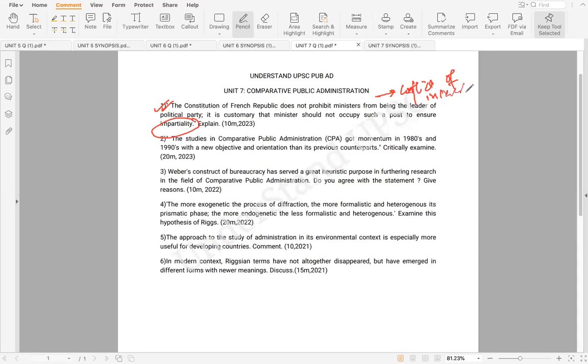It's a 10 marker. So write down 5, 6 points on why or how this is useful and whether or not it should be followed in India. So in the context of India, you just say that this is not constitutionally forbidden in India as well. However, it is only to the benefit that if we also make it a customary practice in India, we will ensure impartiality. Right?